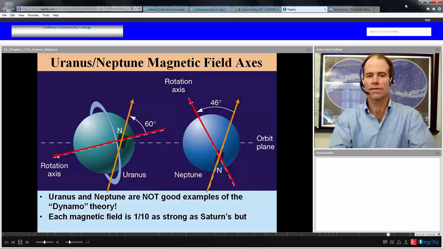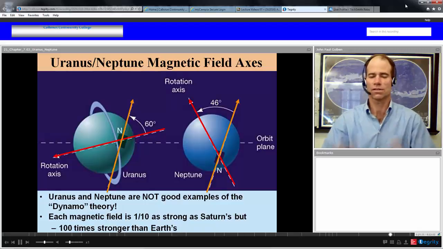Each magnetic field of Uranus and Neptune is 1/10 as strong as Saturn's, but still 100 times stronger than Earth's. So both of them still have significant magnetic fields, 100 times stronger than ours.